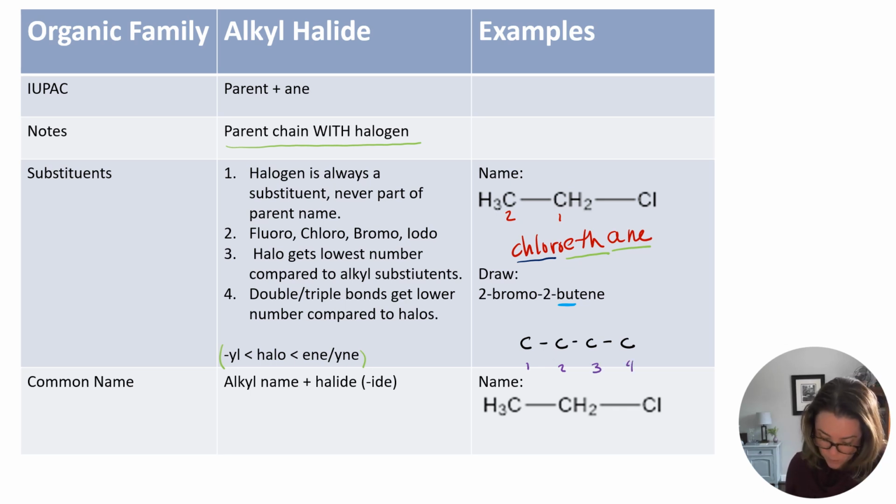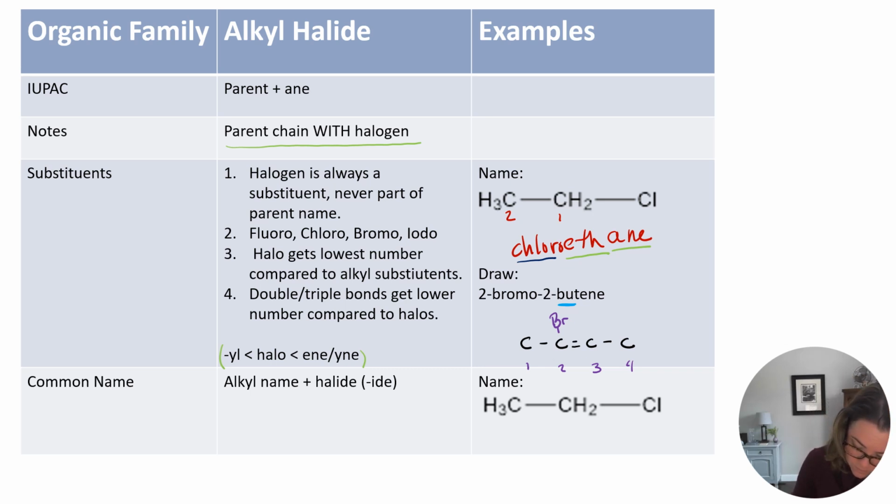So 2-bromo tells me that I've got my bromine on the second carbon. The 2-butene tells me that I have a double bond starting on that second carbon. So here is the placement for everything. The last thing I need to do is to go through and add my hydrogens so that everybody has the correct number of bonds. Okay, so that first carbon, I need to add 3 hydrogens here.